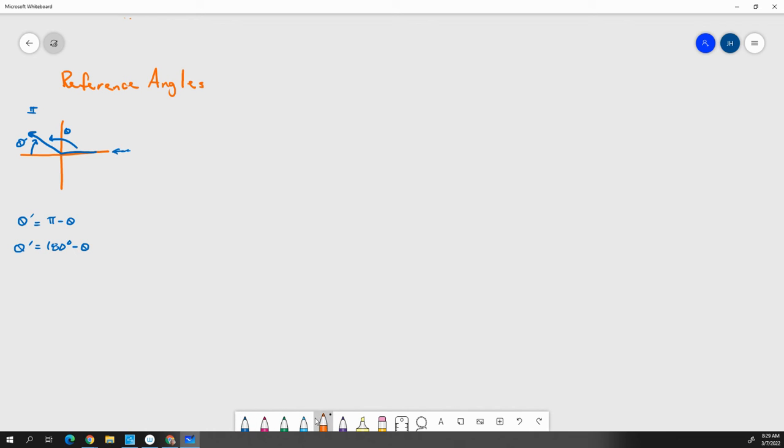If it's in quadrant 3, say we have our angle in quadrant 3, so that this is our theta, but this distance from here to here is our theta prime, our reference angle. When we want to find that theta prime, we use theta minus pi. When we want it in degrees, we use theta minus 180 degrees.